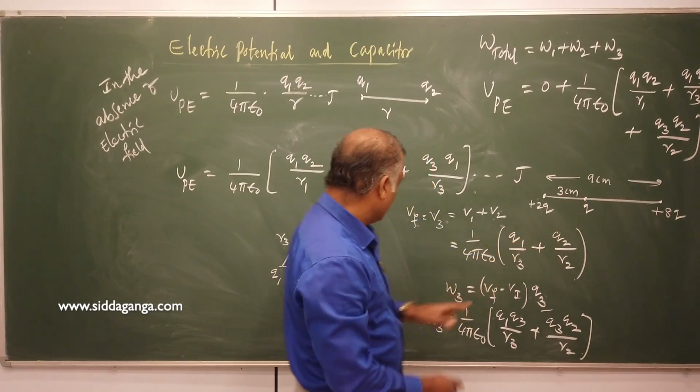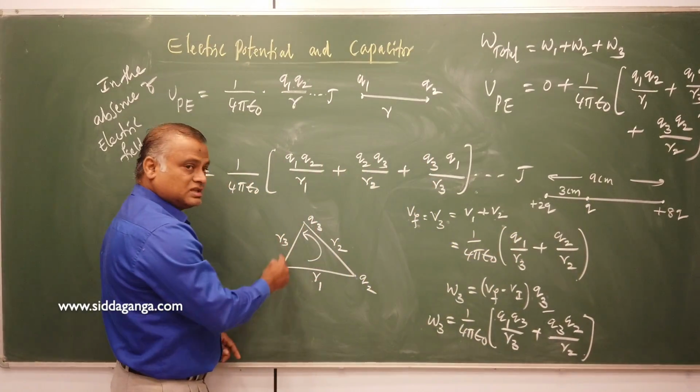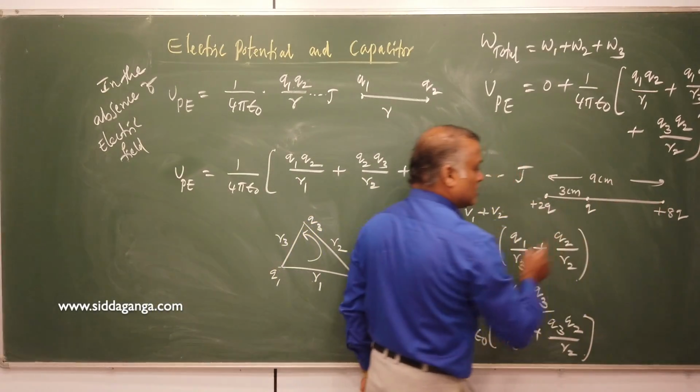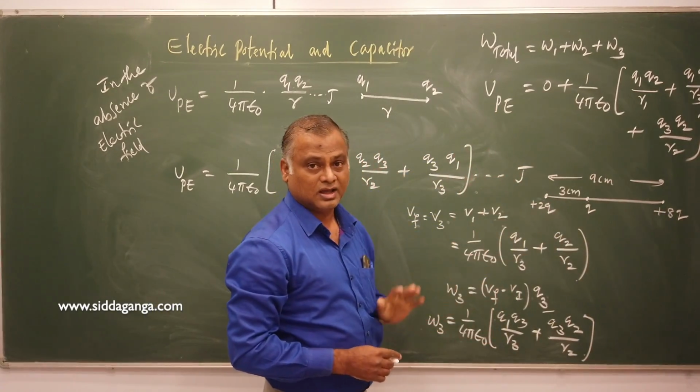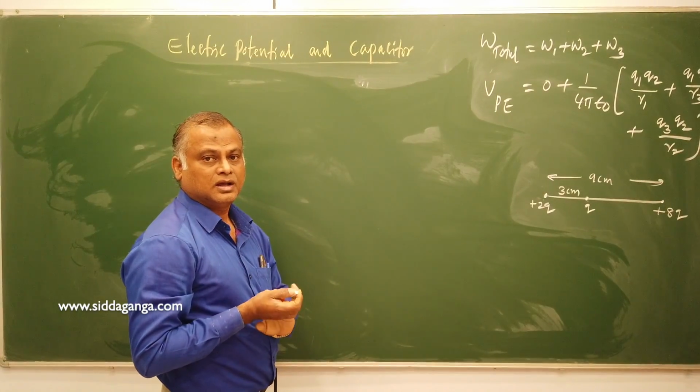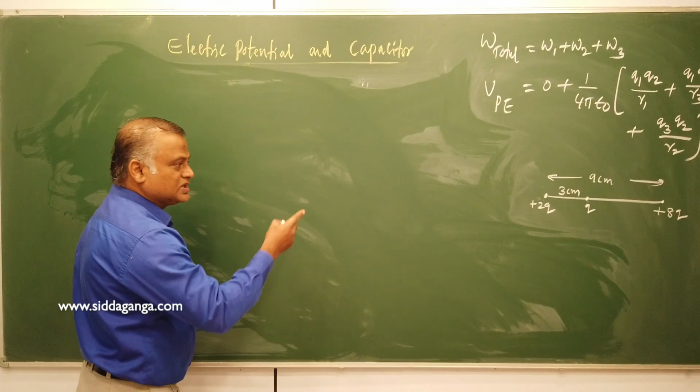I repeat, all the 3 charges need not be in cyclic order. You can remember, they can come in a straight line also. Apply the same formula. Okay? Can you do it? Can you give me the answer? Have you tried it? How many charges are given?